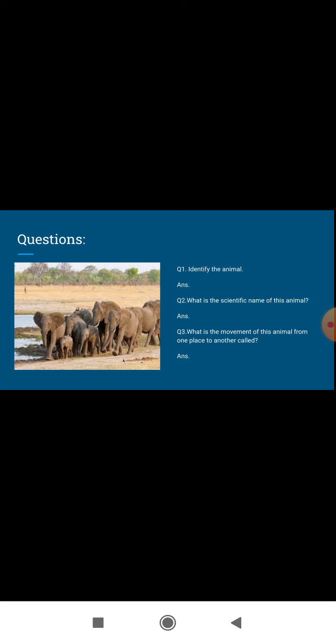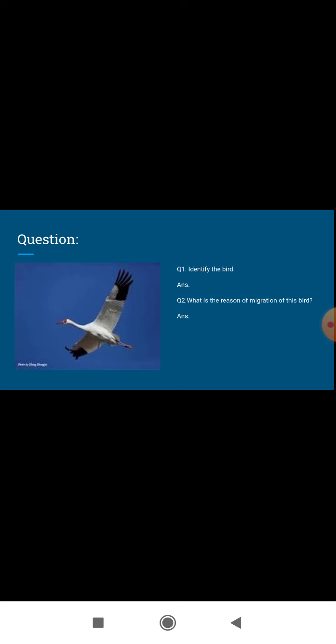Then our second question is, what is the scientific name of this animal? Then the third question is, what is the movement of this animal from one place to another called? Now in the second question also you have to identify the bird, and in answer to the third question you have to write down the reason of the migration of this bird.